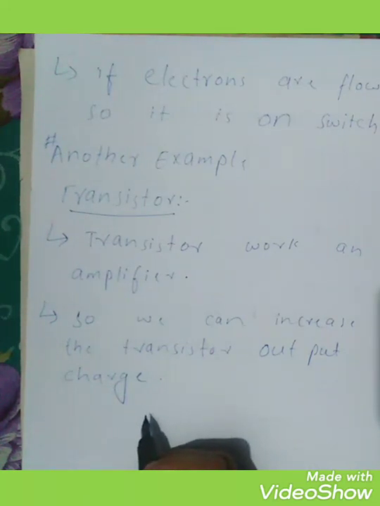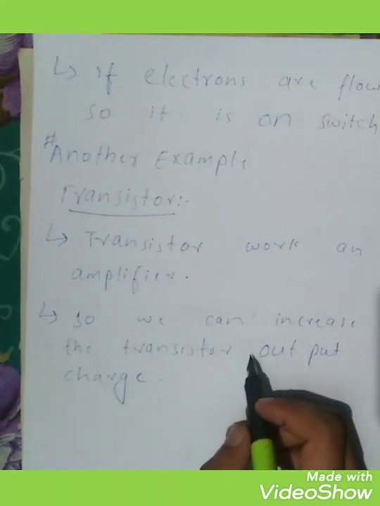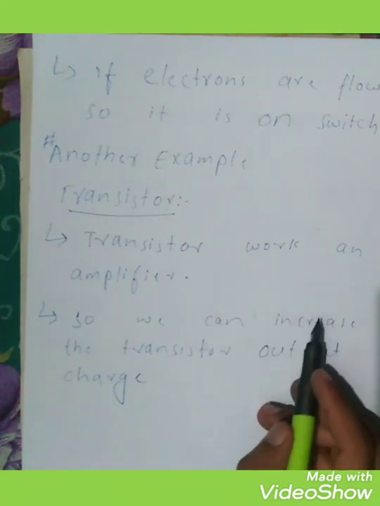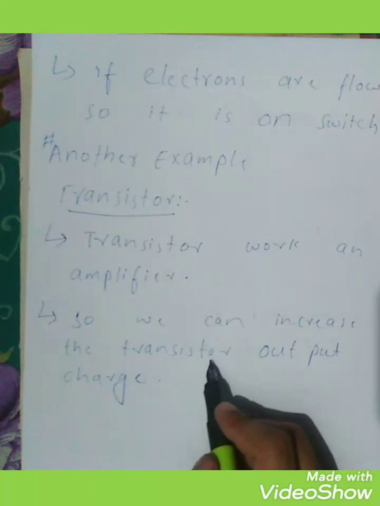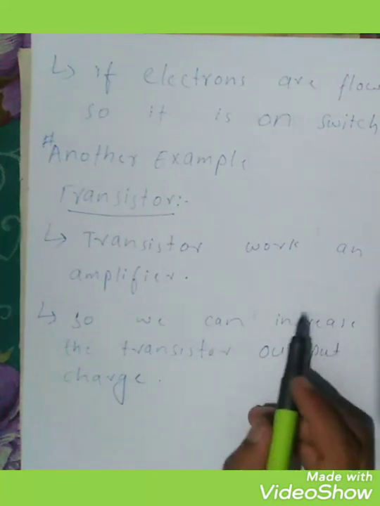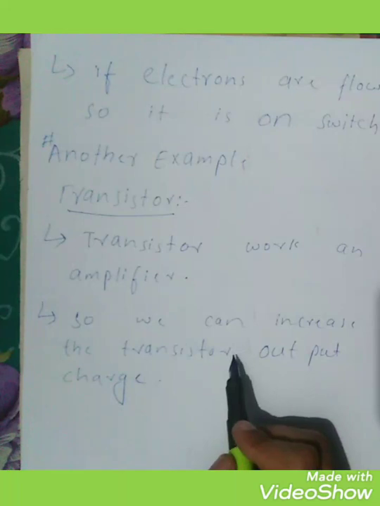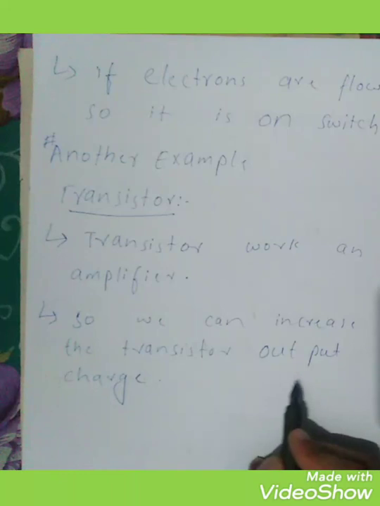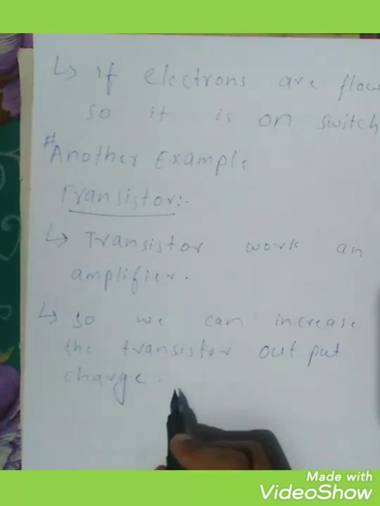So if we can control the flow of electrons in a device, that device becomes an electronic device. If we cannot control the flow of electrons, the device will not come under electronic devices. We must control the flow of electrons so that the device becomes an electronic device.